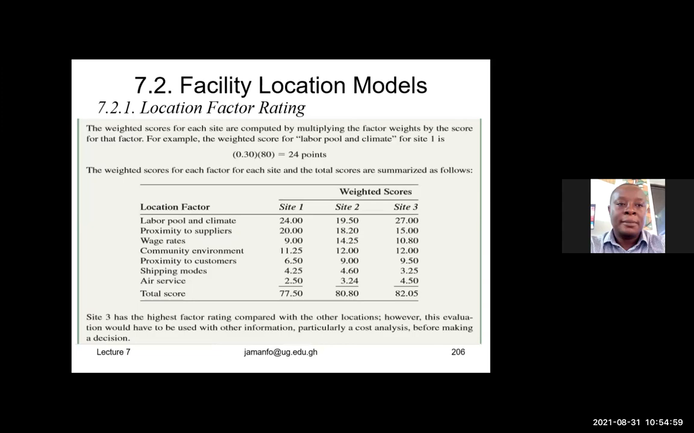Now, in terms of reality, in terms of operations, even though site three is the site with the highest score, some practical issues may come into play when we have to take that final decision, okay? And some of those factors could be some kind of cost analysis. Here we have only included the key factors which are important to us.